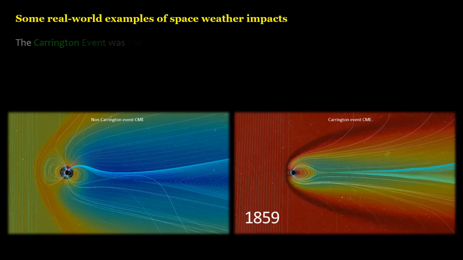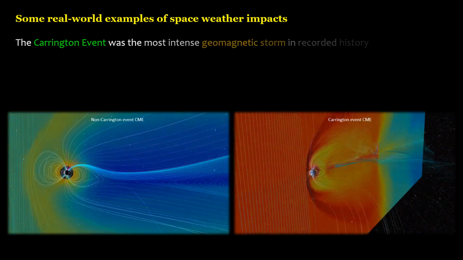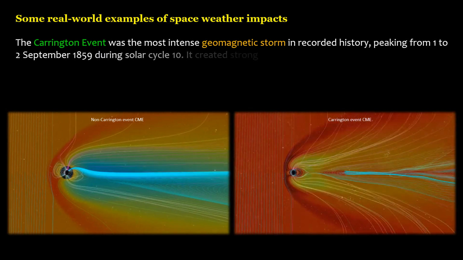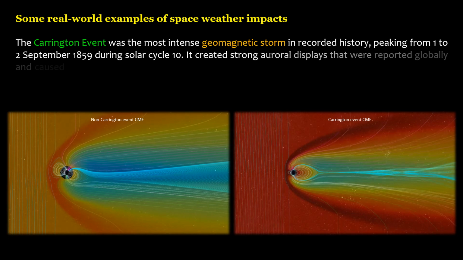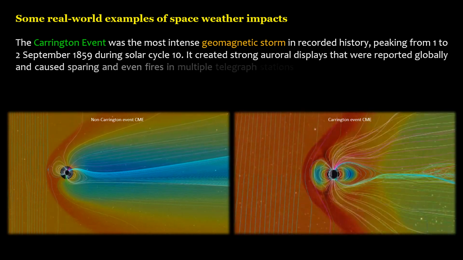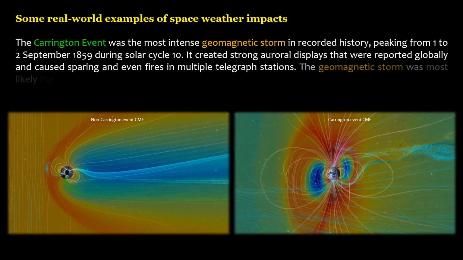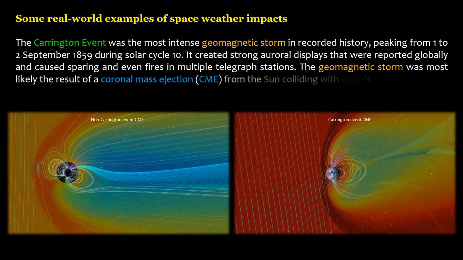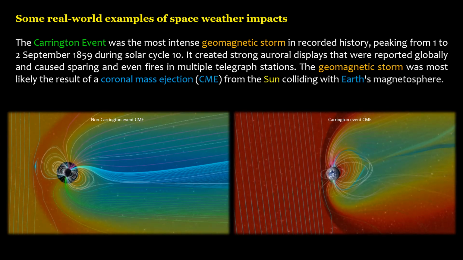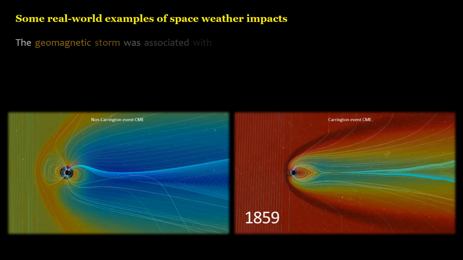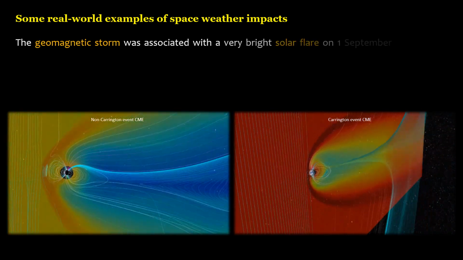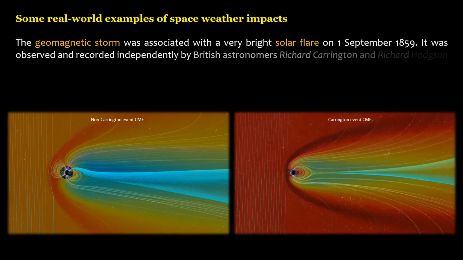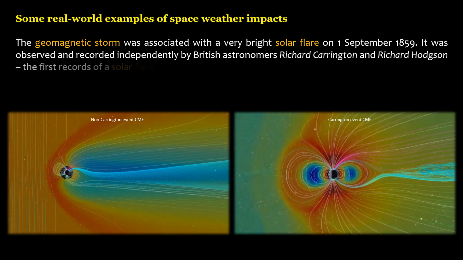The Carrington event was the most intense geomagnetic storm in recorded history, peaking from September 1 to 2, 1859, during solar cycle 10. It created strong auroral displays that were reported globally and caused sparking and even fires in multiple telegraph stations. The geomagnetic storm was most likely the result of a coronal mass ejection, CME, from the Sun colliding with Earth's magnetosphere. The geomagnetic storm was associated with a very bright solar flare on September 1, 1859. It was observed and recorded independently by British astronomers Richard Carrington and Richard Hodgson, the first records of a solar flare.